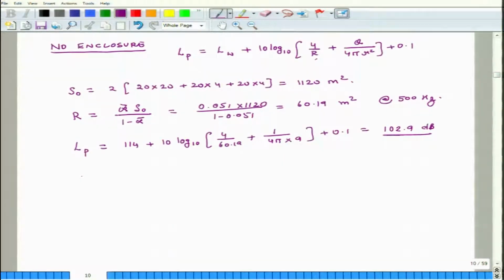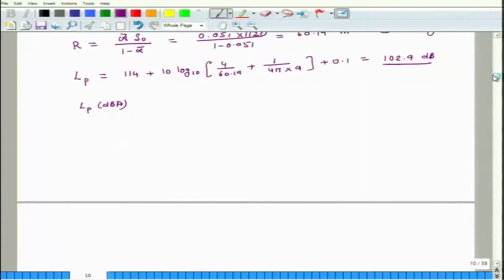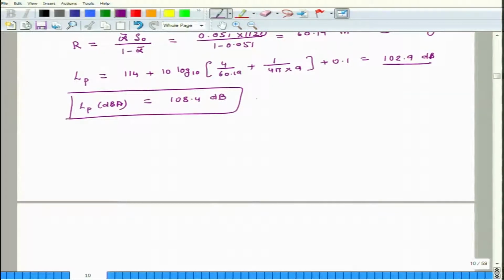And if I have to find the overall sound pressure level in dBA, then I have to do the A weighting, and we have explained how to do A weighting in our earlier classes. Again I use the same approach. For each band I first weight by certain decibels, and then I do the A weighting and add up the contributions. So, the A weighted sound pressure level overall comes out to be 108.4 dB, and this is very high.